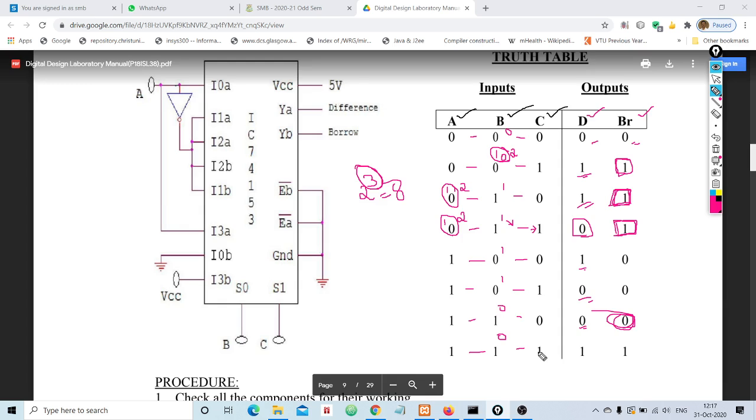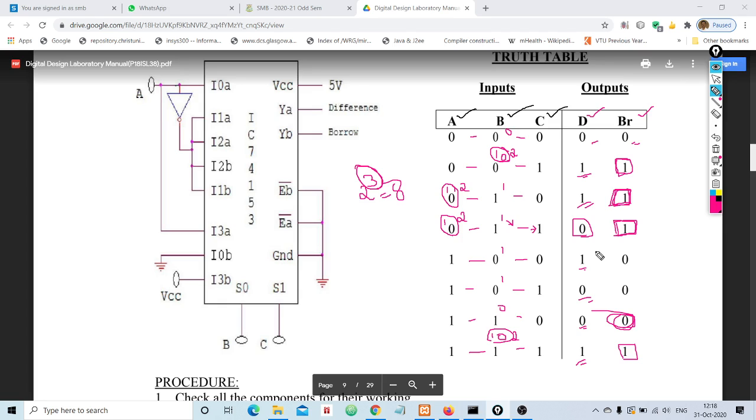0 minus 1 is what? I can't subtract, right? So hence we need to set the borrow bit. When we took the borrow, it will become 10. The decimal equivalent of this 10 is 2. 2 minus 1 is 1. So this is very, very important. If you go wrong here, then the future steps or the further analysis or further design will go wrong. Clear with this? This is very, very important.